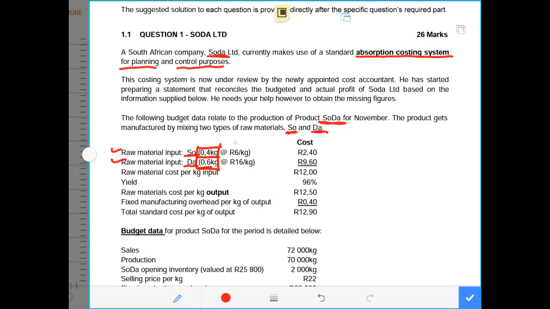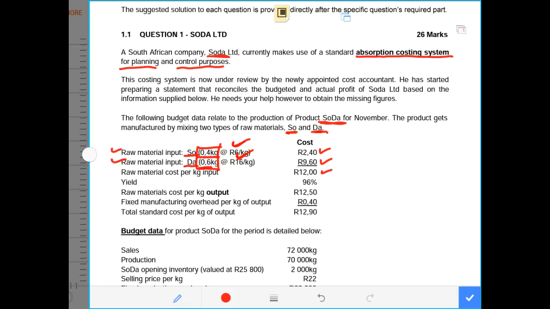And the standard cost of material is 6 rand and 16 rand per kg, meaning we normally buy material So at 6 rand per kg, and we usually buy material Da at 16 rand per kg from our supplier. Then the total cost per unit becomes 2 rand 40 cents for So and 9 rand 60 cents for Da, and the total of that becomes 12 rand for the two materials.